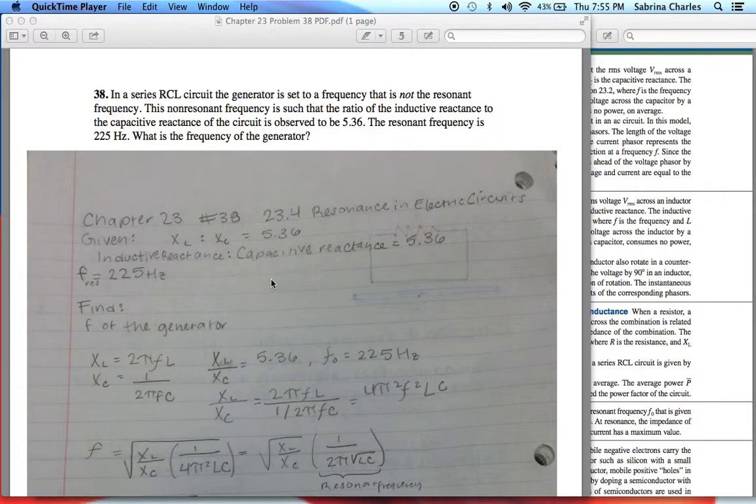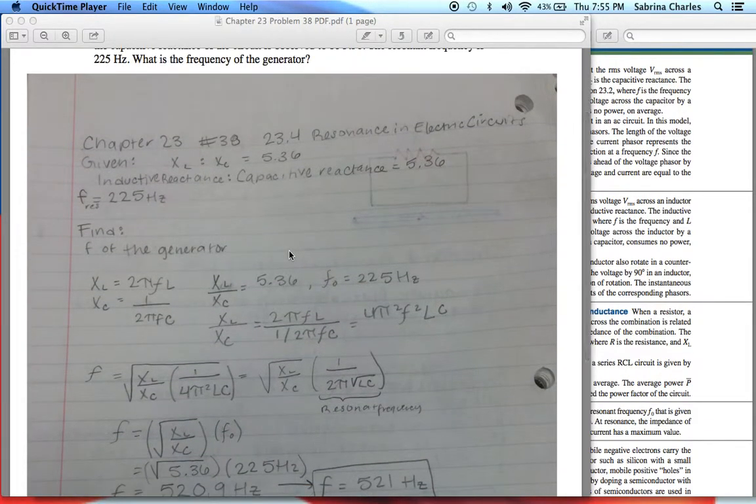So the resonant frequency is 22.5 hertz. What is the frequency of the generator? So we have the inductive reactance to the capacitive reactance ratio. It's 5.36, excuse me. So XL to XC is 5.36. So we're looking for the frequency of the generator.